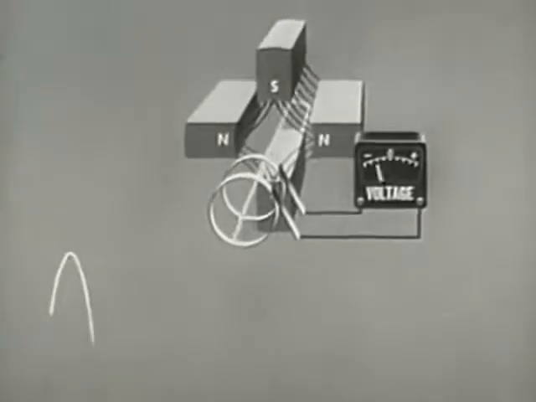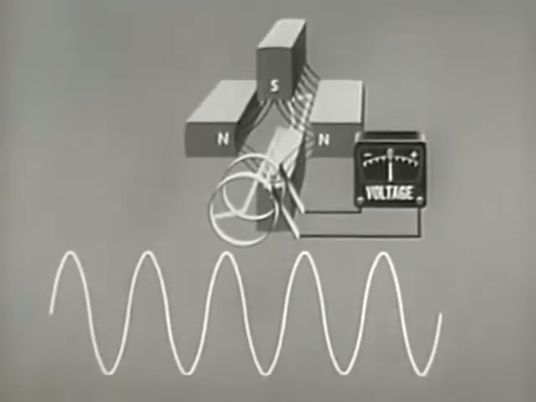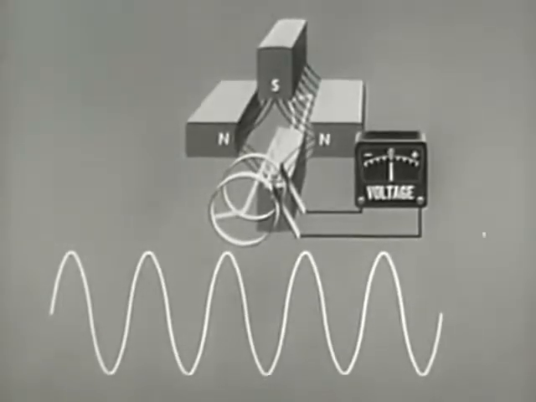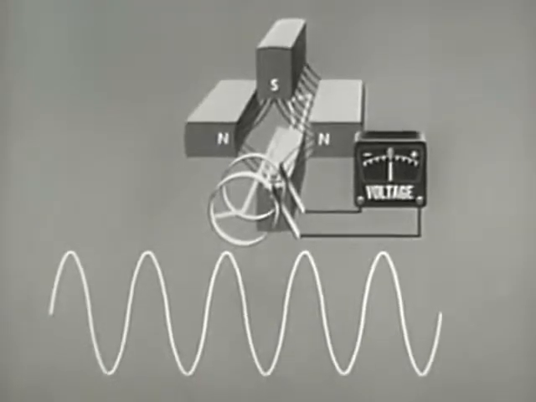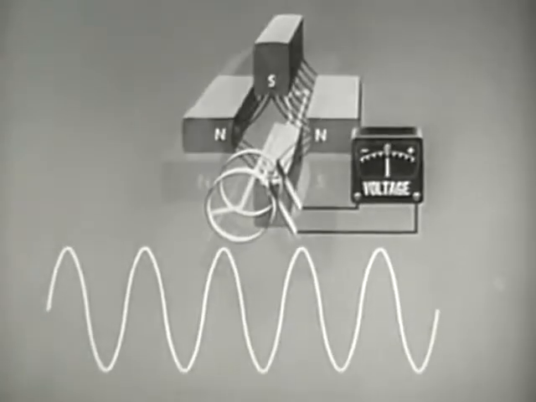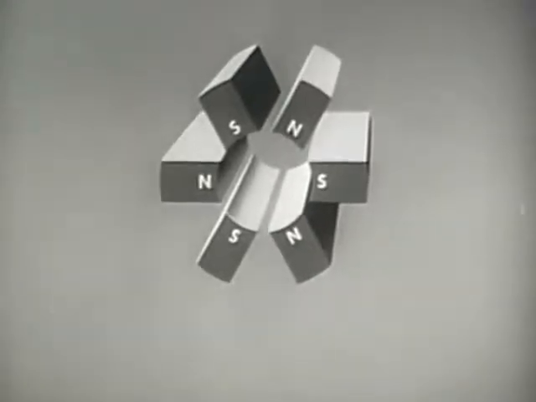The relationship between mechanical and electrical degrees depends on the number of poles in the generator field. In a 4-pole field, we saw that 360 mechanical degrees equals 720 electrical degrees, a ratio of 1 to 2. In a 6-pole field, the ratio is 1 to 3, and so forth.